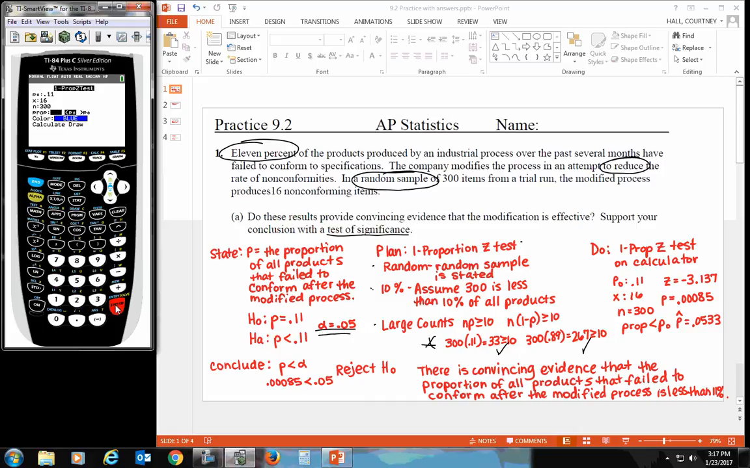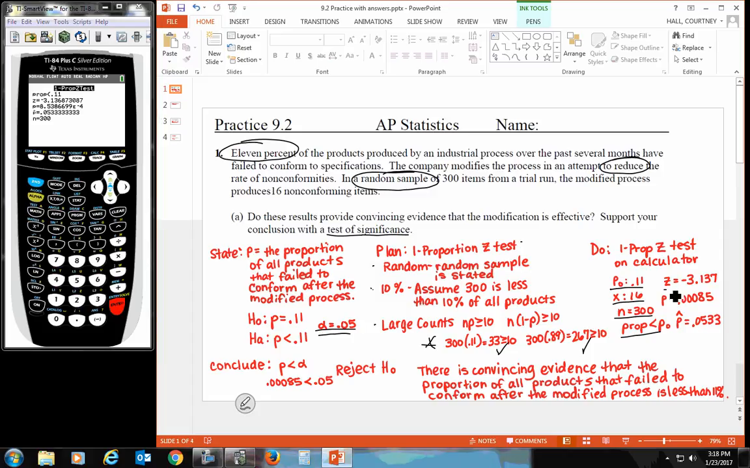And then we want to tell them which way our alternative hypothesis is going. Is it a 2-sided not equal? Is it less than? Or is it greater than? And our alternative is less than because they said they're attempting to reduce the nonconformities, okay? So notice everything on my screen right now. I did write these in the do portion of my state plan do conclude. So now I'm going to calculate it, and all of the output is also going to be written down.